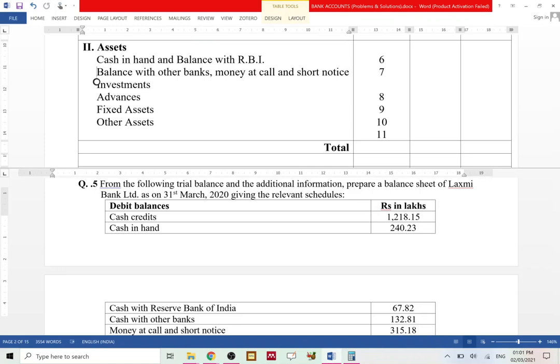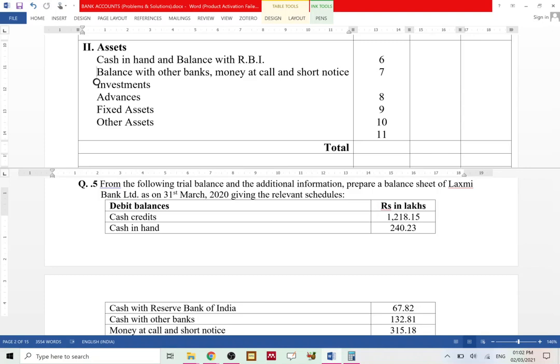So balance with other banks, money at call, money at short notice, these are different ways in which banks provide money for each other, right, to meet their short term shortages. Like, if the bank has a shortage of funds to a certain extent, it may take money at call or money at short notice from other banks. So the balance with other banks which is given is what the bank has kept with other banks, right? So they are like advances given, they are like loans given to others, so they are assets.